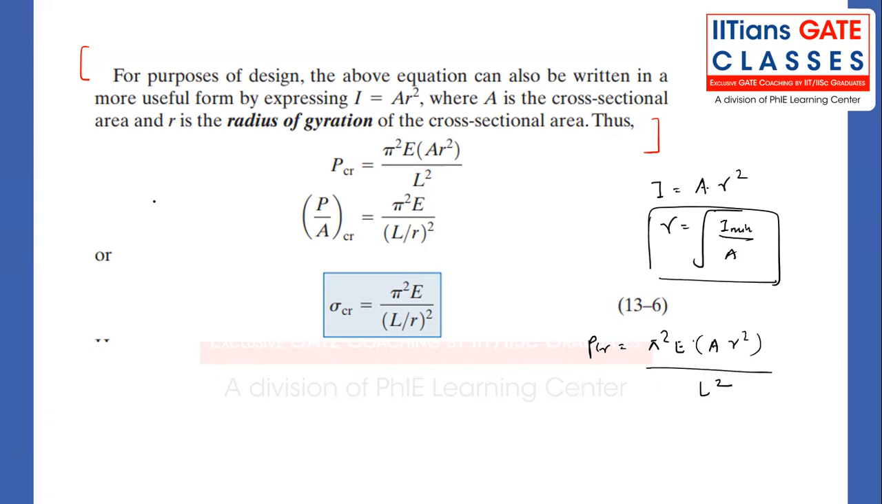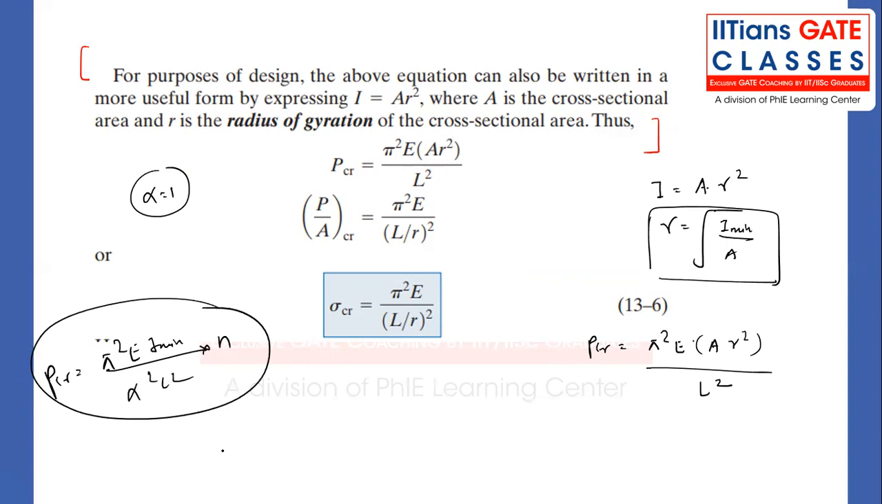Just suppose, for example, I am studying a pin-pin connection, so I am taking alpha equal to 1. Remember, if pin-pin support is not there, alpha will be different, right? So our basic formula is pi square E I minimum divided by alpha square L square. This will remain the same. But to understand this, we must understand that alpha will be different for different types of supports in which the column has been supported, right?